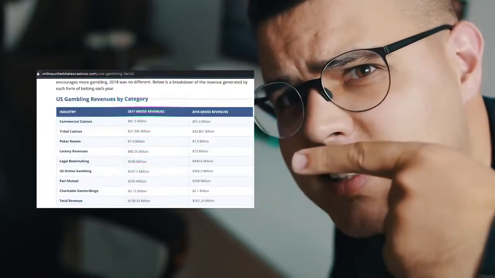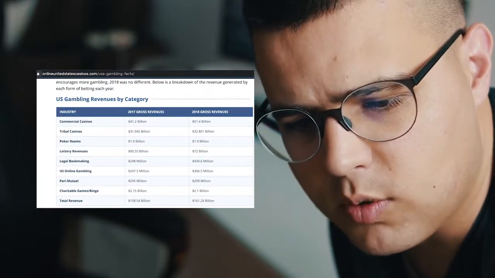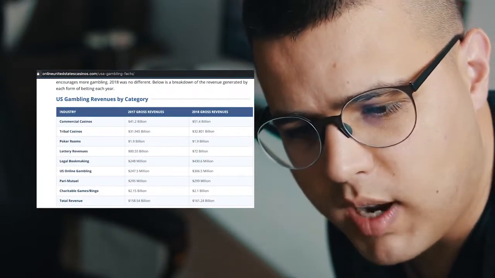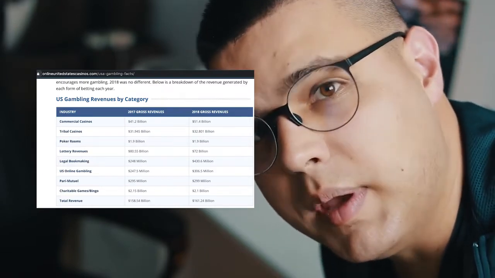People actually like guessing. Check the statistic right here. According to the guessing business, the US gambling revenue by category, the total revenue in 2018 was over $160 billion for guessing.